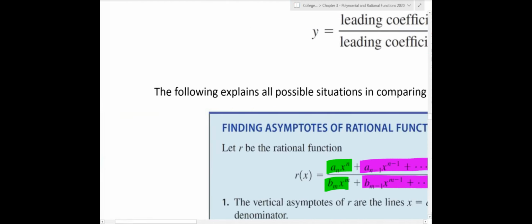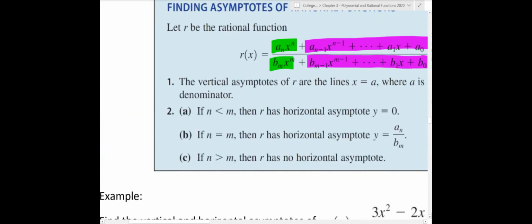So that is the reason why they say, and it's option or component B here for this theorem, if n is equal to m, if your leading degrees of both the top and bottom functions are the same, then you have a horizontal asymptote at the coefficients divided by one another.